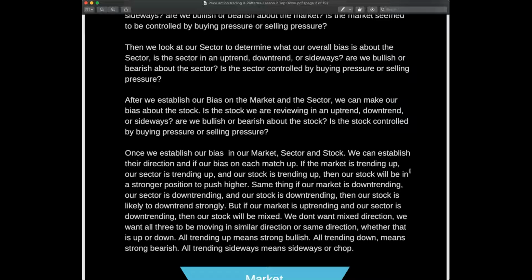So we have our market, which is typically our S&P 500, but it could be the Dow, the NASDAQ, or crude oil. Typically, I look at the S&P 500. That's why I post the S&P 500 every single day, because that's generally the market. Then you have your sector.